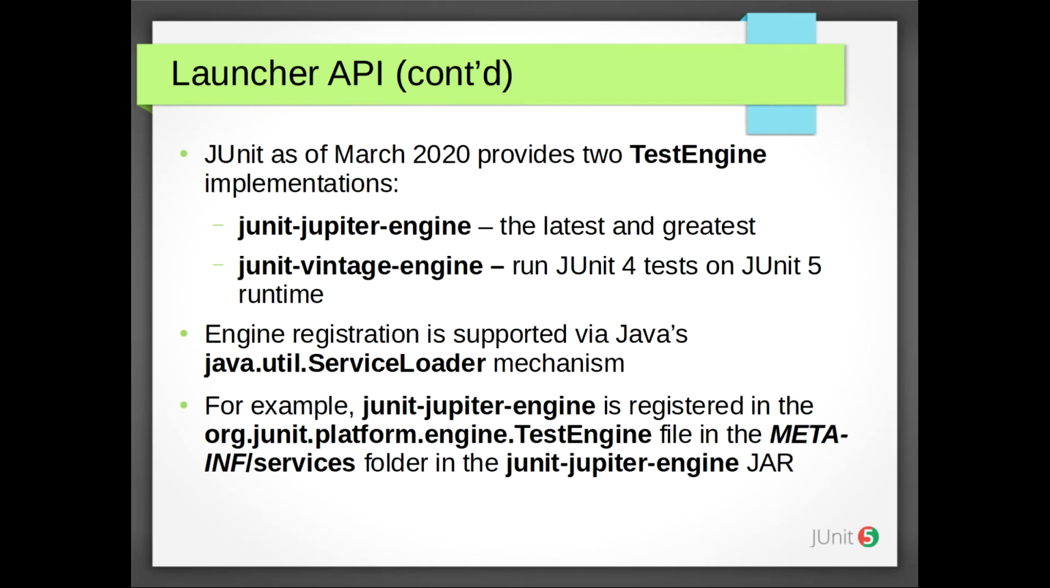JUnit as of March 2020 provides 2 test engine implementations: JUnit-Jupyter-Engine, the latest and greatest, and JUnit-Vintage-Engine, which runs JUnit 4 tests on JUnit 5 runtime. And I'm going to give you about 30 seconds to write out JUnit-Jupyter-Engine and JUnit-Vintage-Engine.